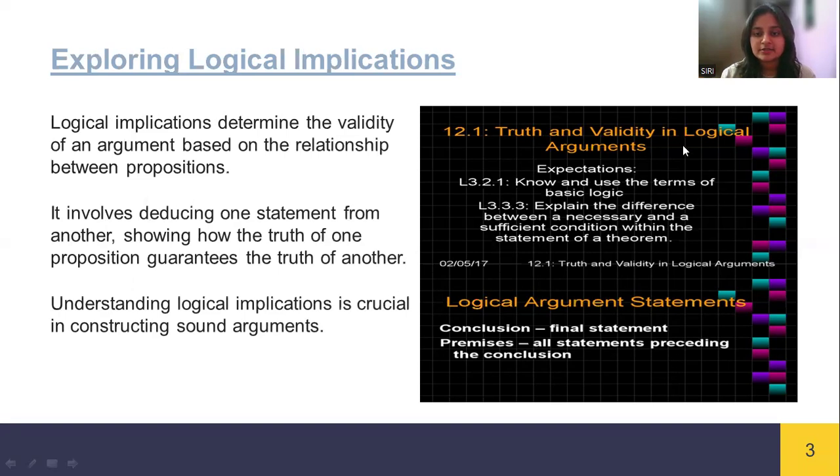Truth and validity in logical arguments. Expectations: know and use the terms of the basic logic. Explain the difference between a necessary and a sufficient condition within the statement of a theorem. Logical argument statements. Conclusion: the final statement. Premises: all statements preceding the conclusion.